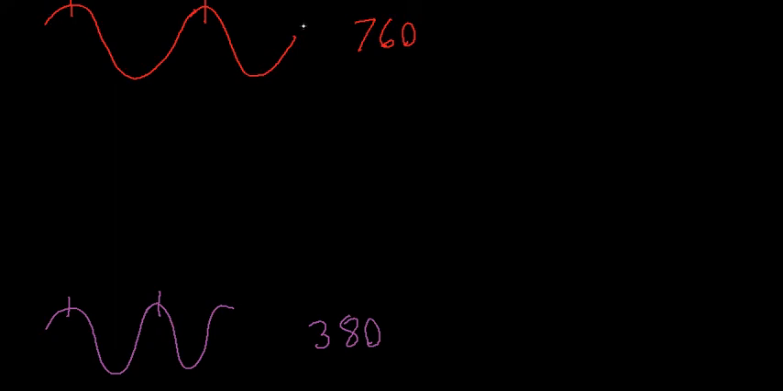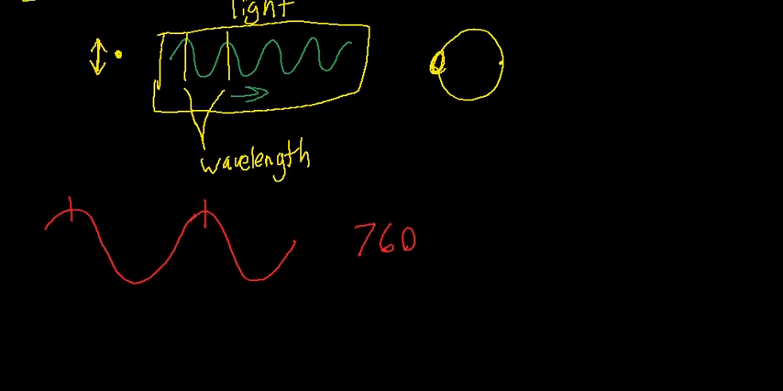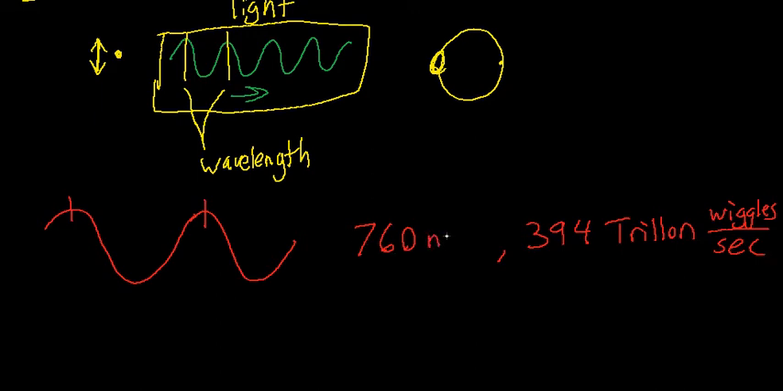This is exactly the wavelength and speed that I need to wiggle the electron above to produce red light for you to see it. It means that I have to wiggle the electron at 394 trillion times per second, or 394 trillion wiggles per second, which produces a wavelength that's not quite 760. It's 760 nanometers, which is a billionth of a meter.